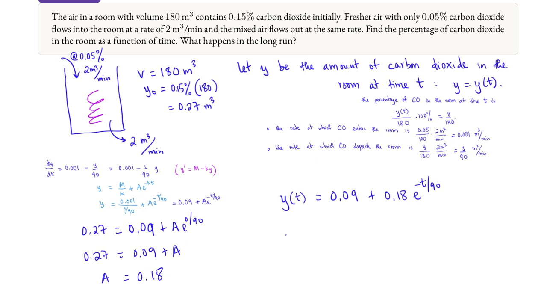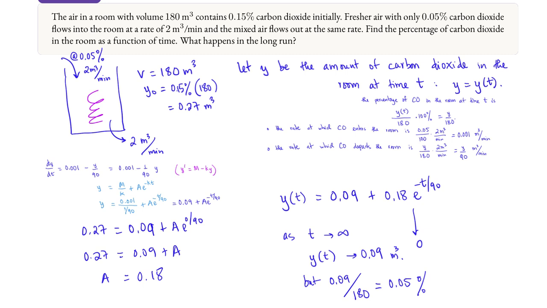As t goes to infinity, the second term goes to 0, and we see that the amount approaches 0.09. But the volume of the room is 180, so 0.09 over 180 is 0.05%, which is the percentage of carbon dioxide that flows into the room. In the long run, the percentage of carbon dioxide in the room is also 0.05%. This equation represents the amount of carbon dioxide in the room as a function of t.